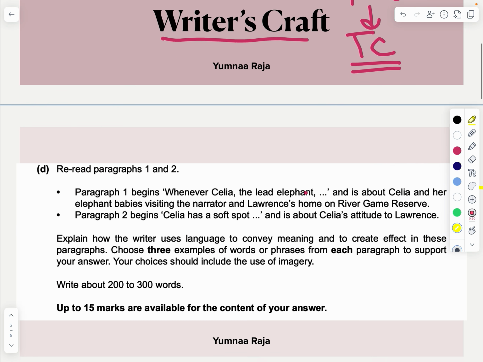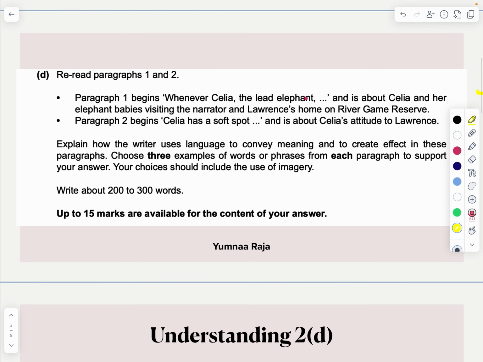Let's take a look at what the question looks like, and so we can move forward from there. Paragraph 1 begins with this. They always give you two paragraphs. In this case, we have paragraph 1 and paragraph 2. And they're saying the paragraph begins with this and is actually about Celia and her elephant babies visiting the narrator and Lawrence's home on River Game Reserve. Please remember that a question like this has multiple parts. The first part tells you what the paragraph begins with, and the second part tells you what the paragraph is about.